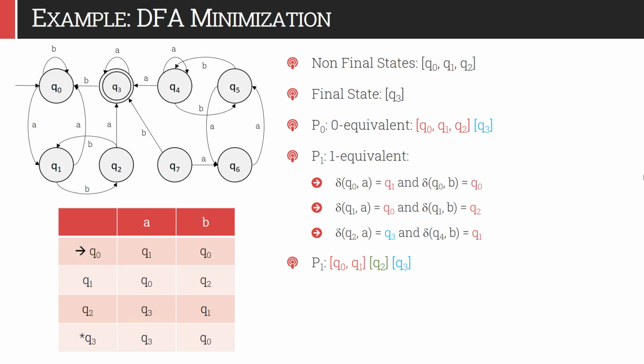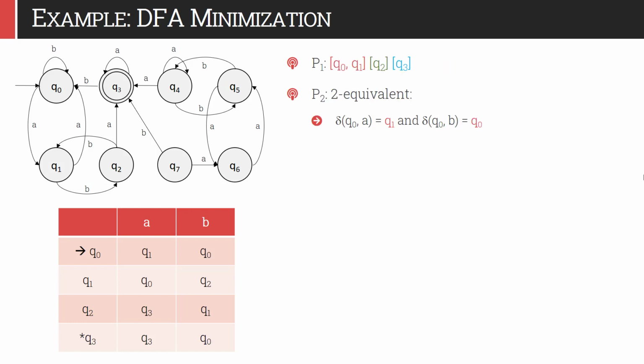We have to make sure whether Q0 and Q1 are equivalent or not. To do so, we have to now compute the P2 partition, or check for 2-equivalence. So we read input alphabets A and B from Q0, which gives us Q1 and Q0. Both belong to the red set. If we read A and B from state Q1, then on A it goes to the red set and on B it goes to the green set. That says Q0 and Q1 are not the same. They are distinguishable because their transitions fall into different groups.